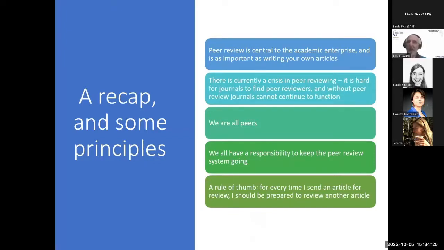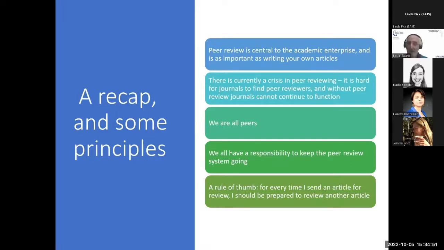So I know you're under a lot of pressure to write articles and so on, but peer review is as important as writing articles, because it's the only mechanism that we really have for quality control. And as a number of my colleagues have said, we're actually in a bit of a crisis regarding peer review. We can't find peer reviewers, and if we can't find peer reviewers, journals can't continue to function.